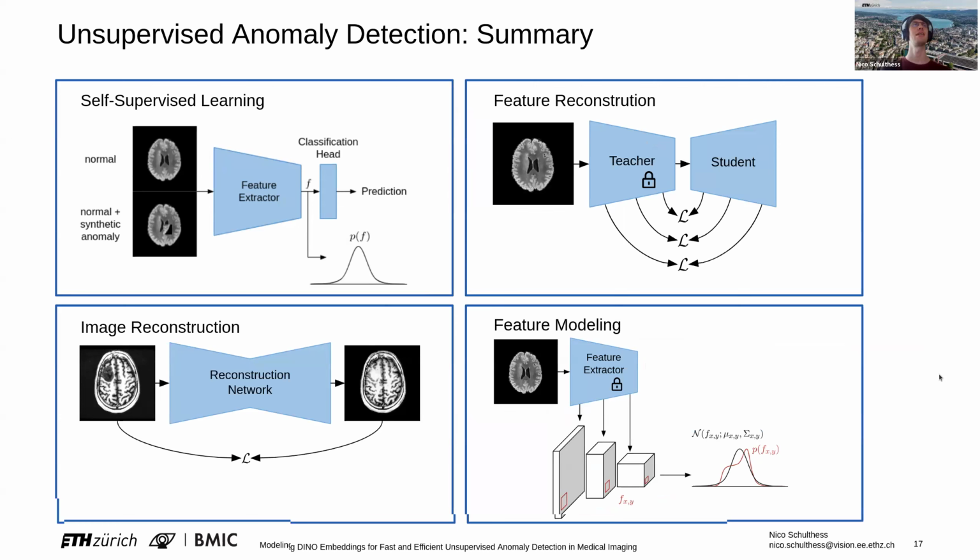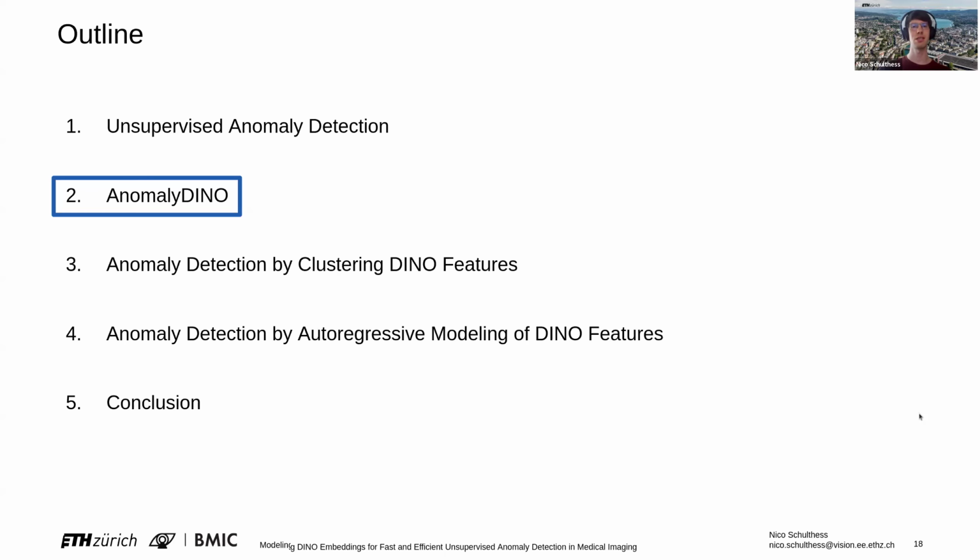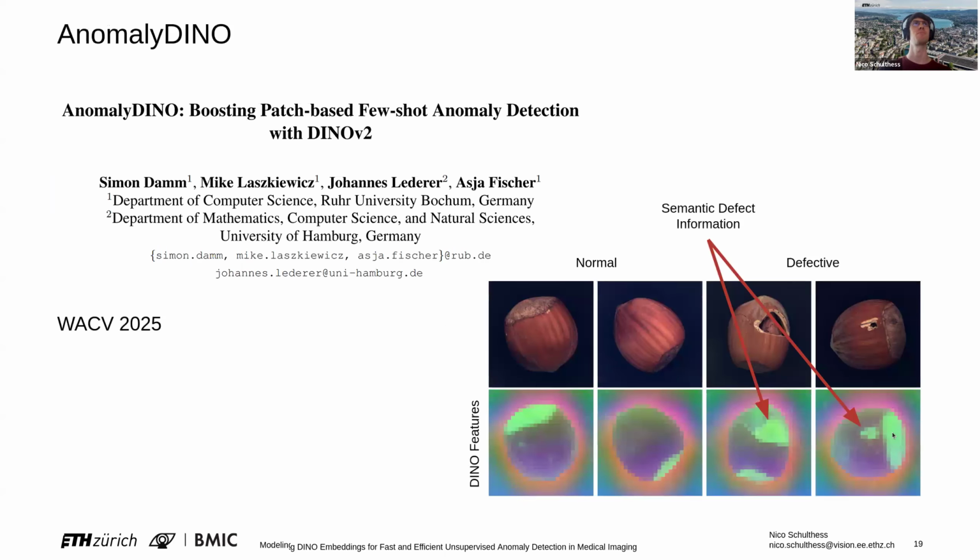So here again, a brief overview of the 4 different groups. We have the self-supervised learning approaches, the image reconstruction approaches, the feature reconstruction approaches, and the feature modeling approaches. And now we will dive a bit deeper into the feature modeling part. Maybe you've seen from the abstract that we are mainly residing in this group of works. The first approach is called Anomaly DINO, which was published by other researchers at WACV last year.